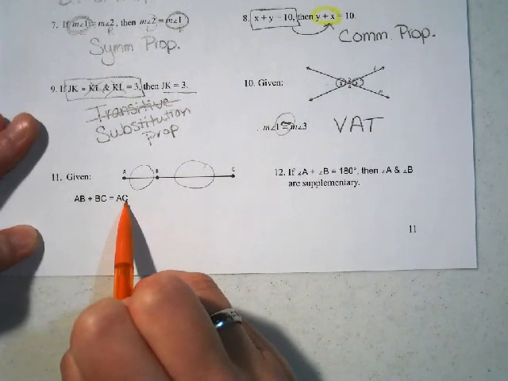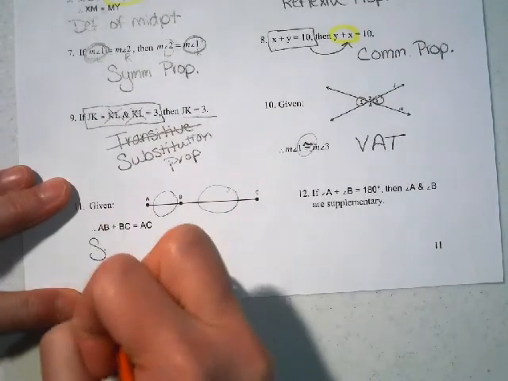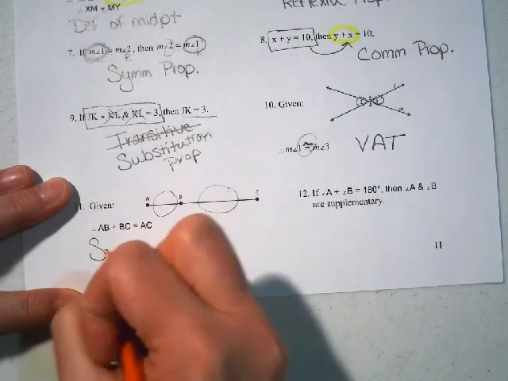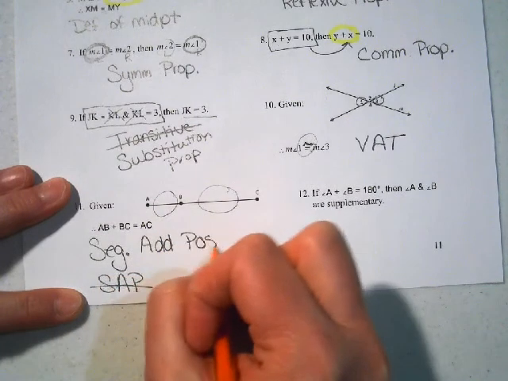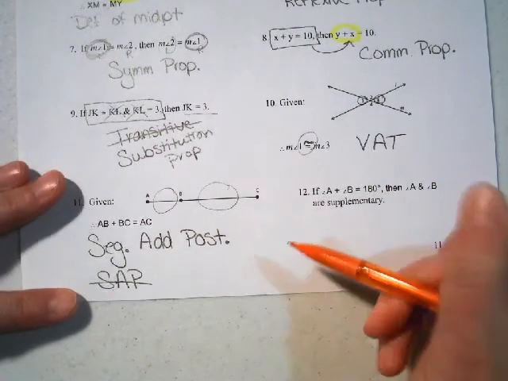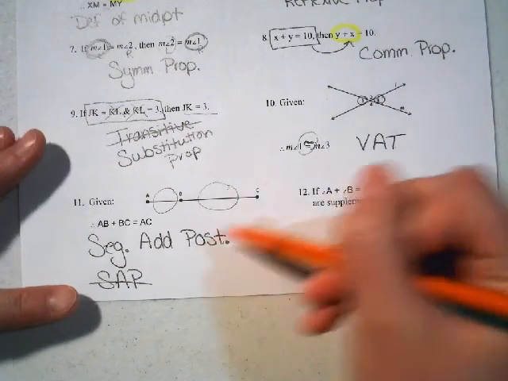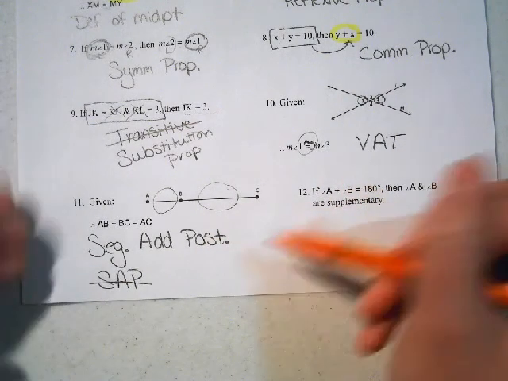Number 11. 11 is actually from chapter 1. If you notice, it's a segment plus a segment. So it's a segment plus a segment gets you a bigger segment. And so that is segment addition. Now, I would not put SAP. I've never seen that. So I wouldn't abbreviate it that much, but you could probably do segment addition postulate.